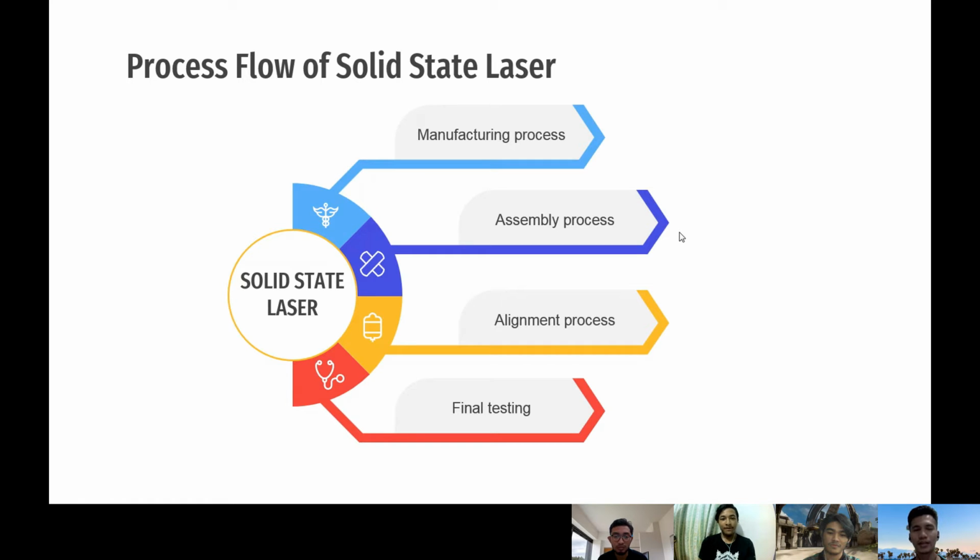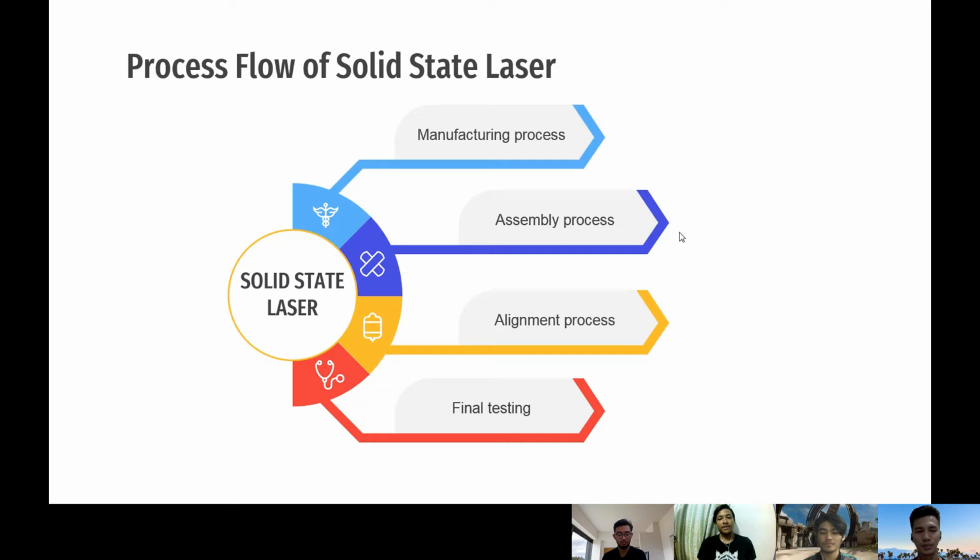So, for the manufacturing of the solid state laser, there are 4 overall processes included in the manufacturing process. The first is the manufacturing process itself. The second is the assembly process. The third is the alignment process, and the last is the final testing process.